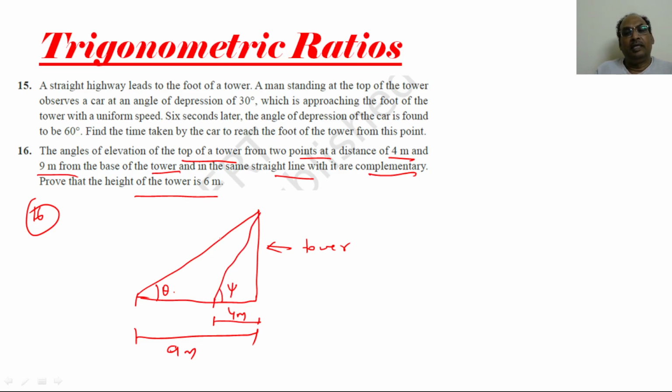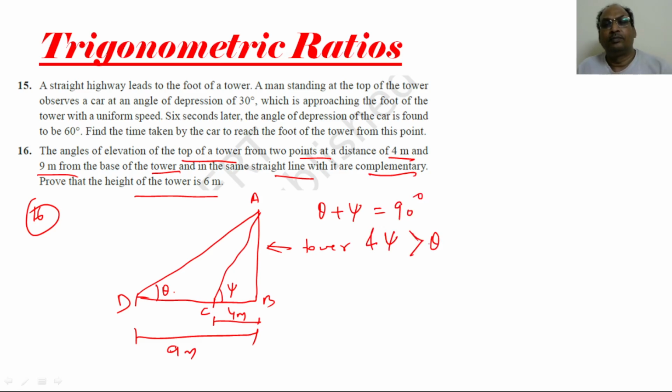So here A, B, C, D. Theta plus psi is equal to 90 degree and psi is greater than theta. So prove that the height of the tower is 6 meter. AB is also not given, and AB is h meter.